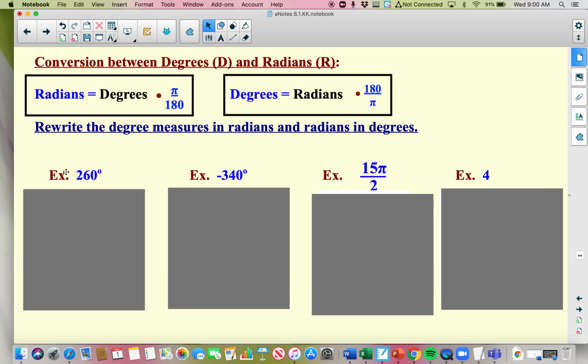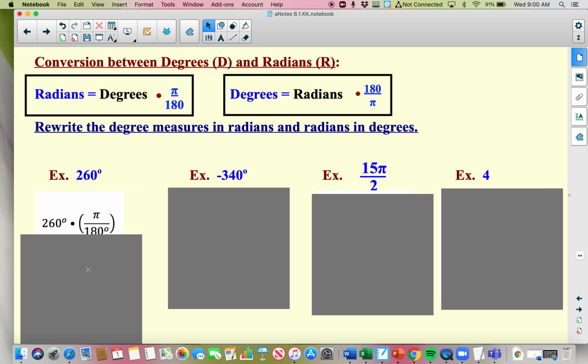260 degrees, I want to rewrite this in radians. So if it's in degrees, I'm going to multiply by pi over 180. Okay, so you can see that setup. And then you can just dump this into your calculator. Normally it'd probably be a non-calculator question.